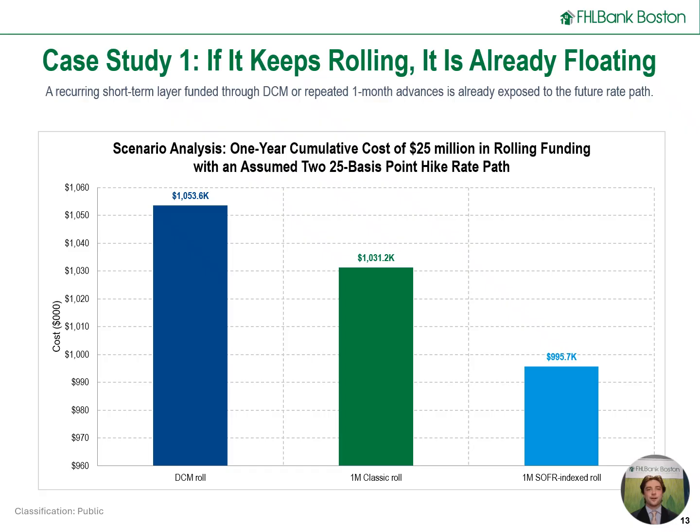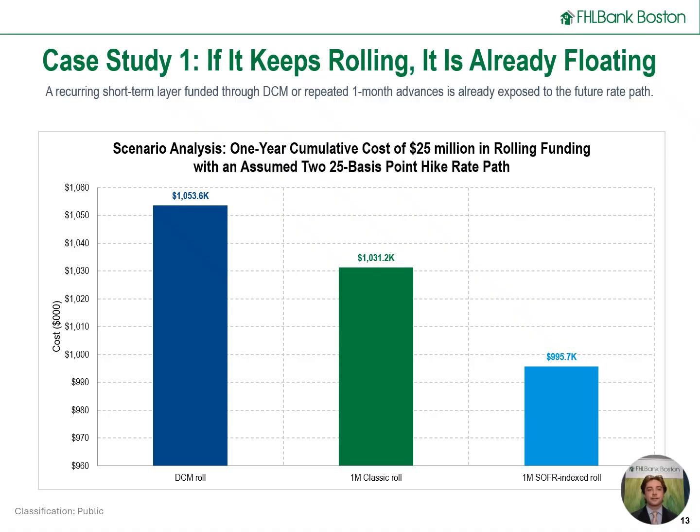Now, let's put dollars around our initial thesis, which was, if it keeps rolling, it is already floating. For a recurring $25 million funding layer, under a scenario of 2 25 basis point hikes, rolling DCM costs about $1.05 million. Rolling 1-month classics is about $1.031 million. And rolling 1-month SOFR, about $996,000. That is roughly $58,000 of savings versus DCM and $35,000 versus the rolling classic.